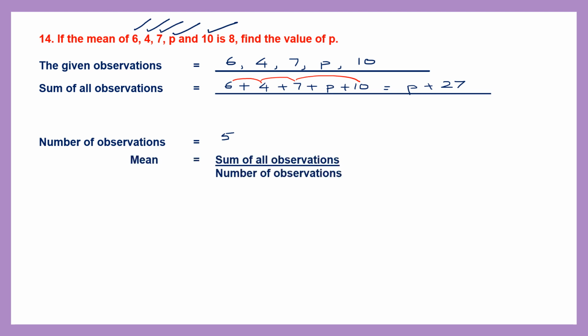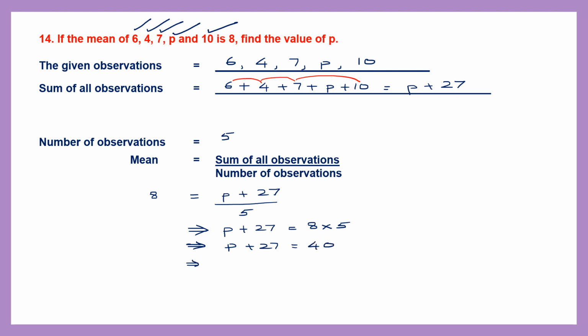Mean is the sum of all observations by the number of observations. Now what is the mean? The mean is already given to us in the question as 8. Mean is 8, the sum of all the observations is p plus 27 and the number of observations is 5. So this is an equation. We're going to find the value of p. We say p plus 27 equals, on the other side, 8. Now we're going to move this 5 to the other side. It's division here. When it goes to the other side, it becomes multiplication. So p plus 27 is 8 fives, which are 40.